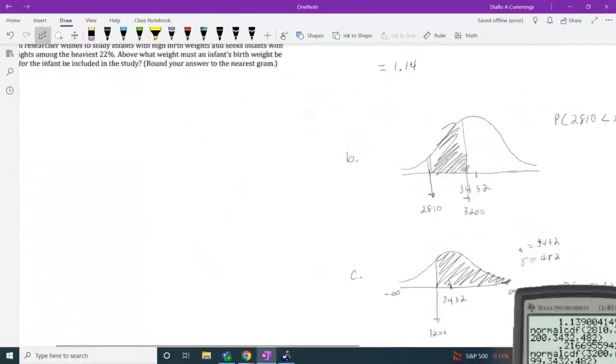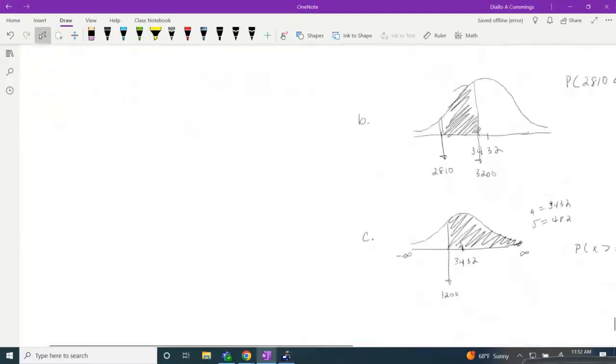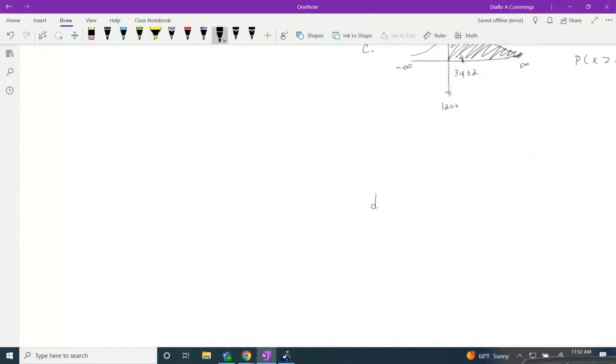So the last question asks for something that's a little bit different. It says, a medical researcher wishes to study infants with high birth weights and seeks infants with birth weights among the heaviest 22%. Above what weight must an infant's birth weight be in order to be included in the study? All right, so I'm going to sketch out that region. So this is D.